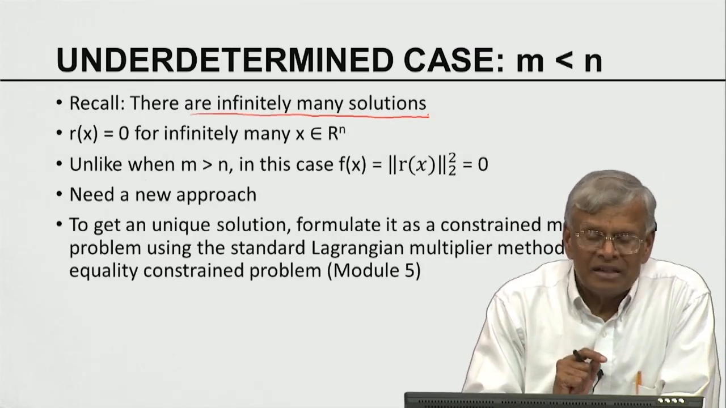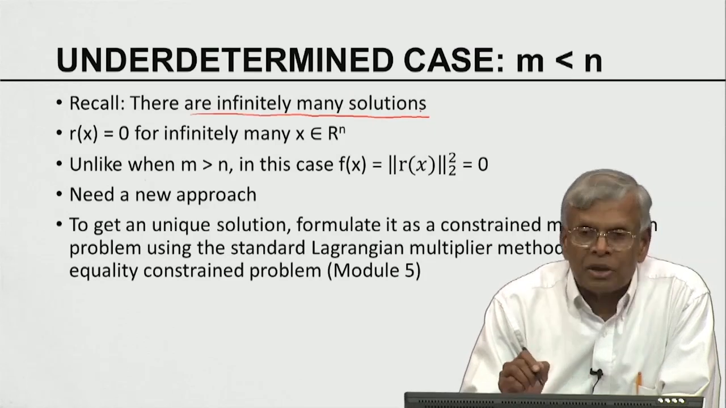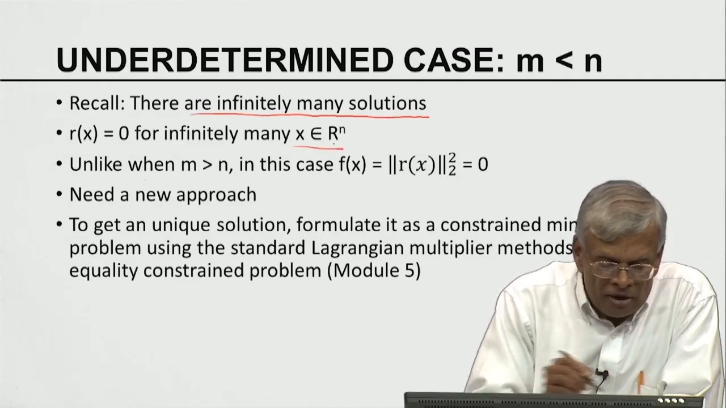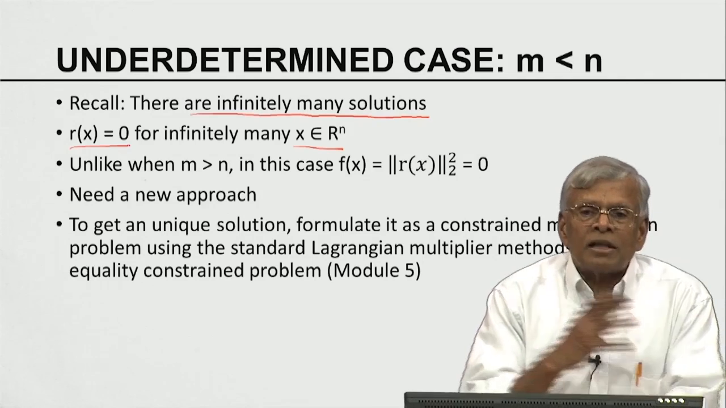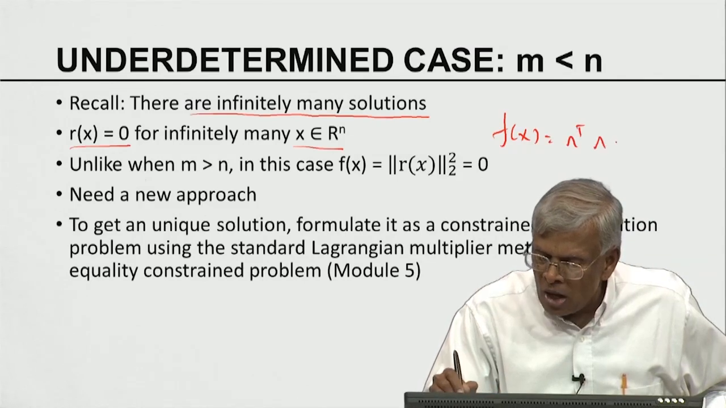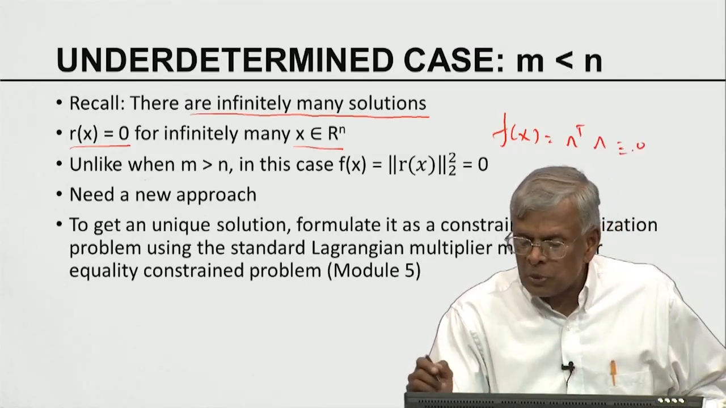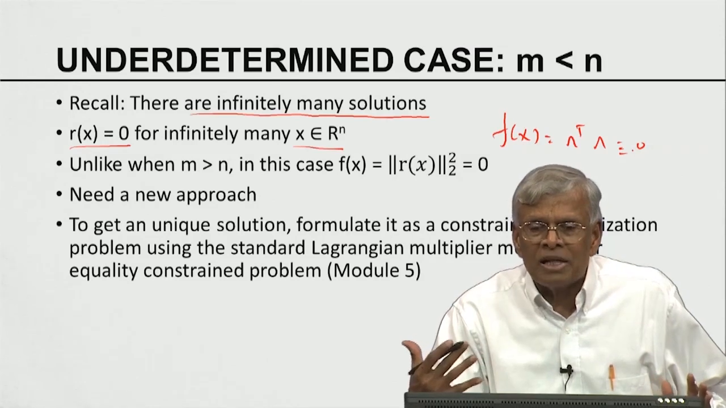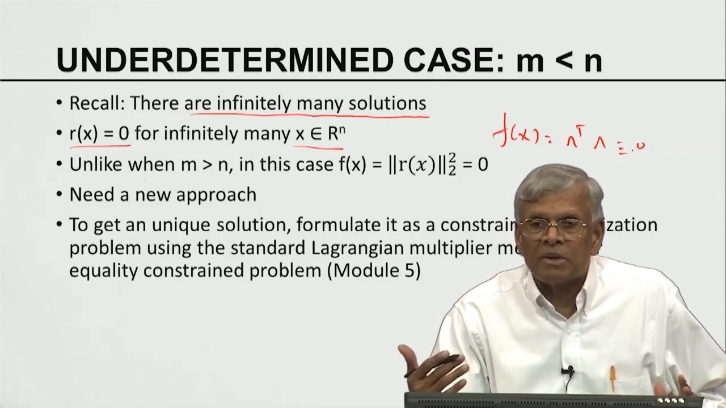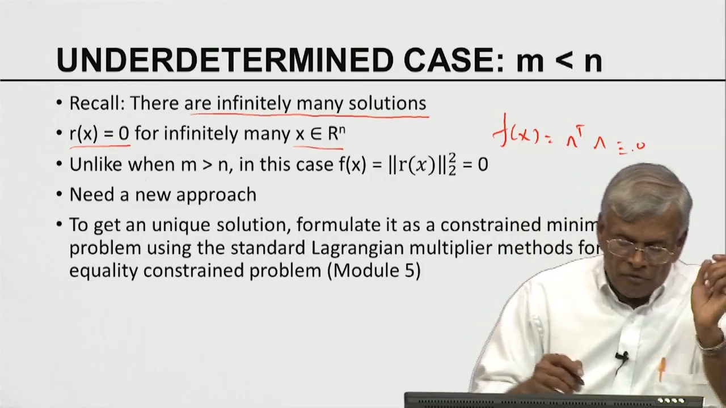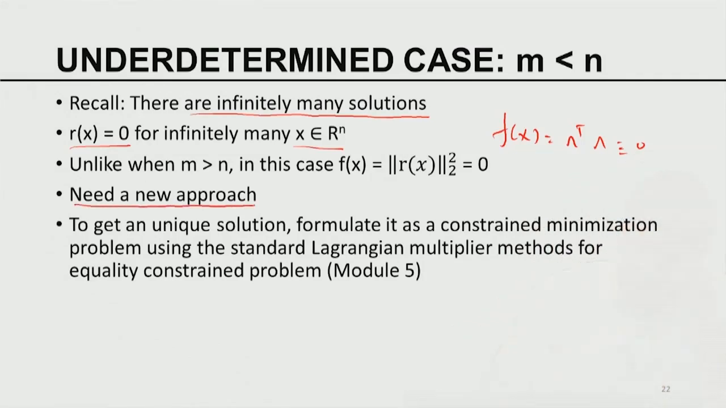So in this case, look at this now. There are infinitely many solutions. Solution means what? The residual is 0. So there are infinitely many x for which R(x) is 0. If R(x) is 0, then f(x), which is equal to R transpose R, is identically 0. If R transpose R is identically 0, there is no x to determine, there is no minimization. So there is no possibility of doing anything similar to what we did in the overdetermined case for the underdetermined counterpart. Therefore, we need a new approach to get a unique solution.